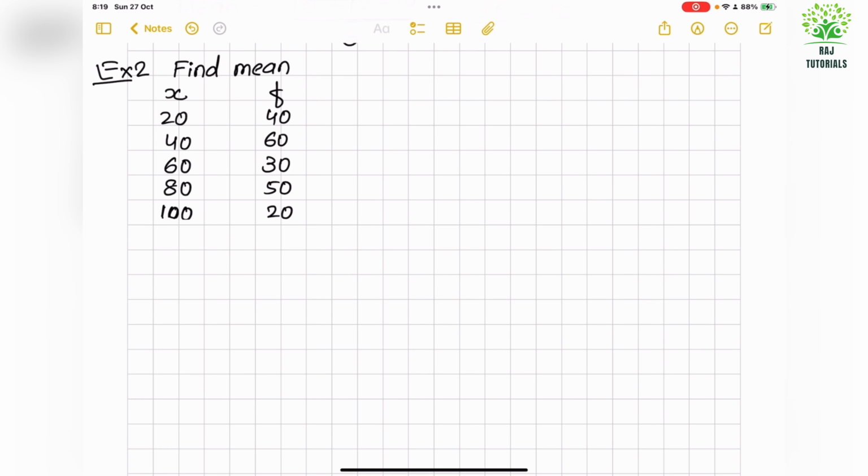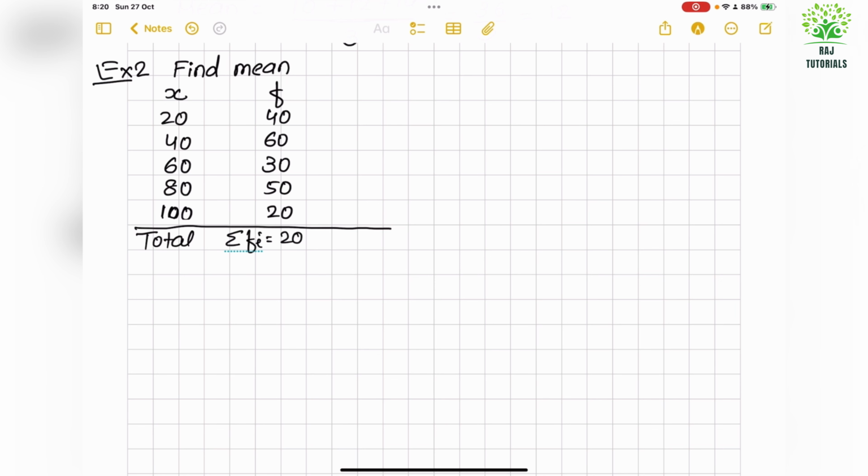Now let us learn mean using a simple sum. That type of sums are asked. Now x will be given and f will be given. So here at the bottom I will be doing total. This f I have to total. That is called summation fi. Summation fi means all the total of f.